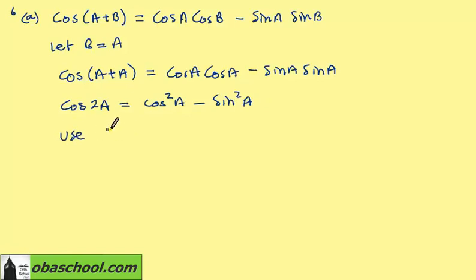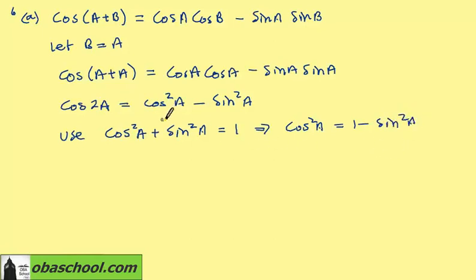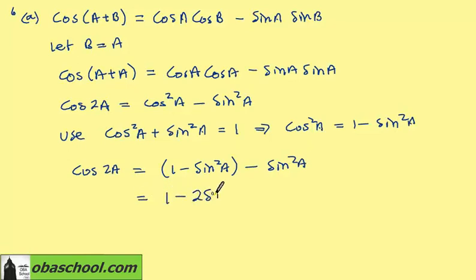Then we use the fact that cos squared A plus sine squared A is the same as 1, which means that cos squared A must be equal to 1 minus sine squared A. Substituting this in here, we get cos 2A is 1 minus sine squared A, take away sine squared A, and that's 1 minus 2 sine squared A, as required.